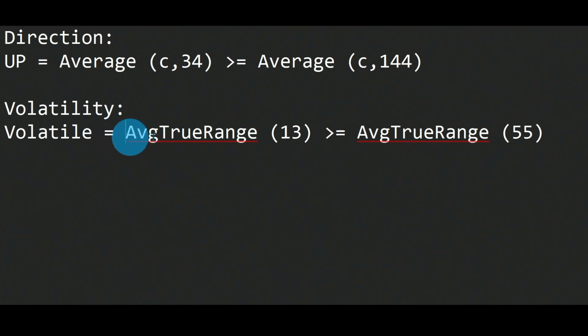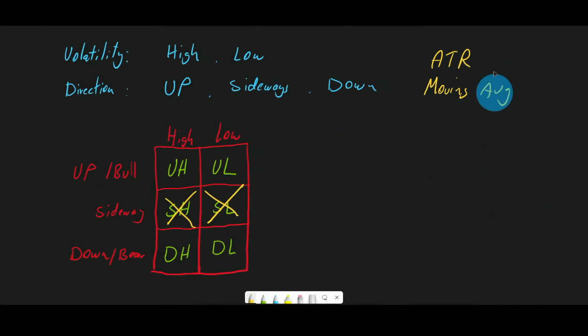For volatility, if the average true range of the past 13 bars is greater than the average true range of the past 55 bars, then we are in a high volatile market. If not, then we are in a low volatile market. So using those categorizations, we will have 4 market regimes. It's up or bull, high volatility or low volatility, and down, high volatility or low volatility.